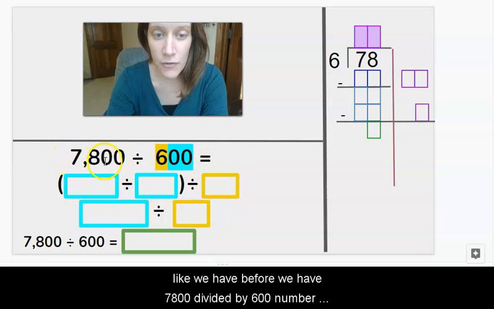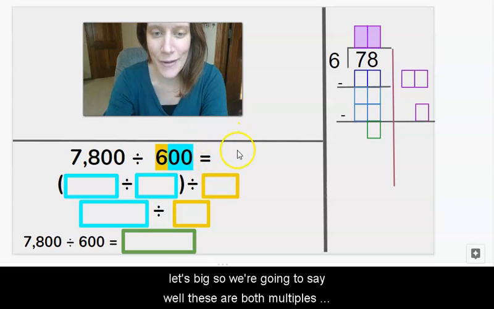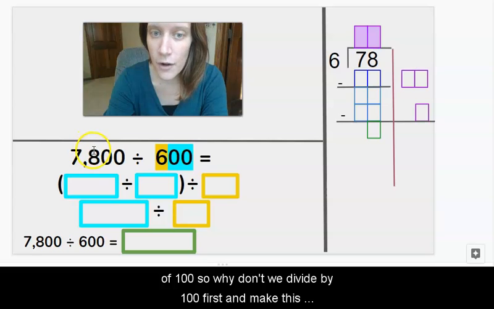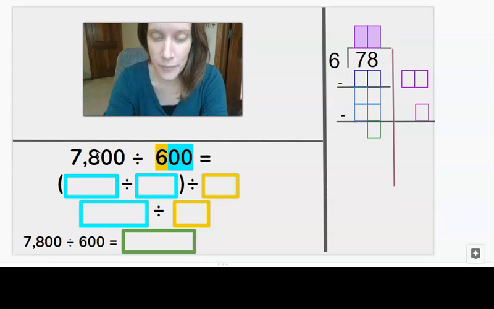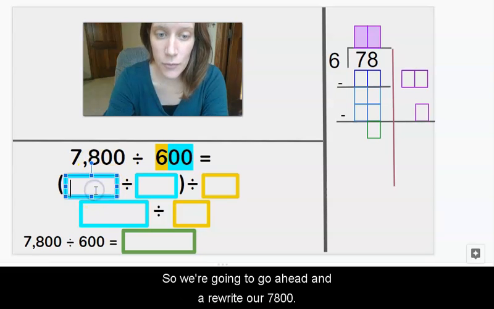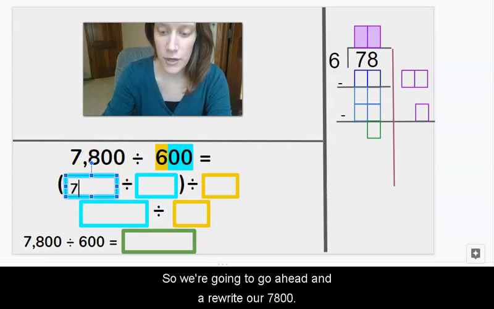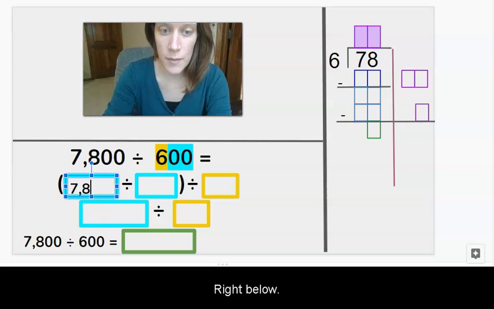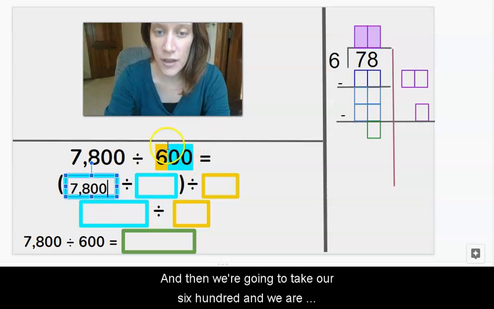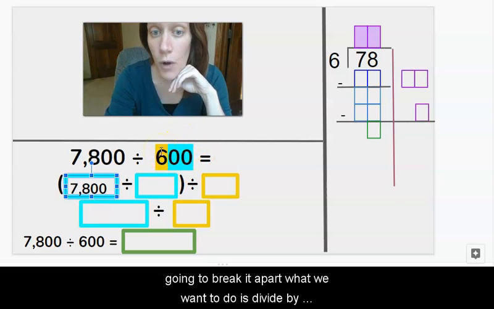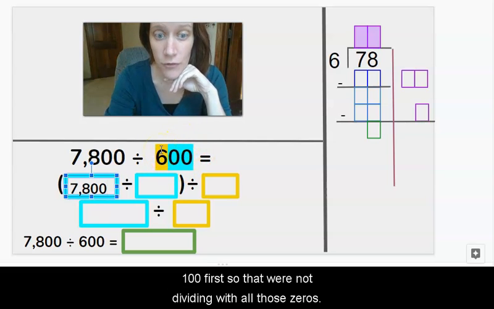We have 7,800 divided by 600. That number looks big. So we're going to say, well, these are both multiples of 100, so why don't we divide by 100 first and make this problem a little bit simpler? So we're going to go ahead and rewrite our 7,800 right below, and then we're going to take our 600 and we are going to break it apart. What we want to do is divide by 100 first so that we're not dividing with all those zeros.